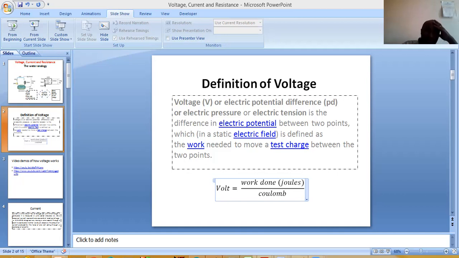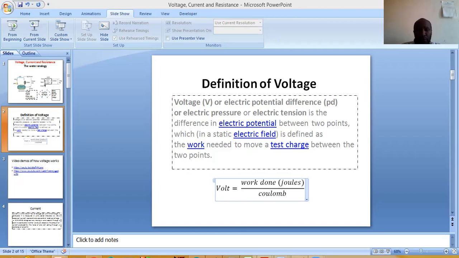Now, to put our discussion in some formal definition, we can say energy is the capacity to do work, or the ability to do work. And you measure energy using units referred to as joules. Those are the SI units for quantifying energy.